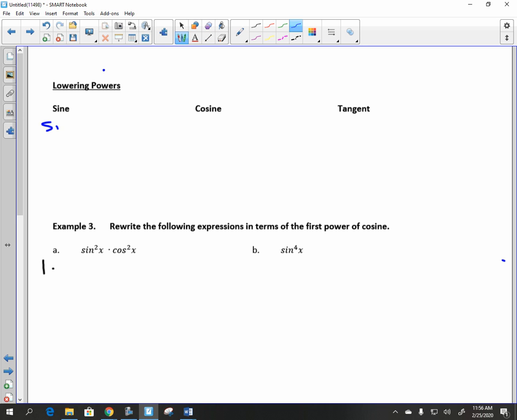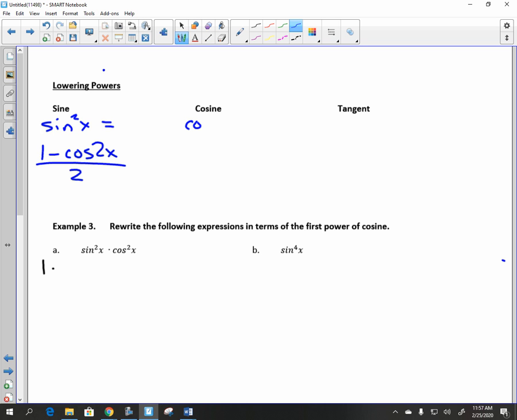Lowering powers formula. Sine squared of x is equal to the following: 1 minus cosine of 2x all over 2. And I can prove this formula for you. You stop by my room afterwards. It takes about a minute and a half. It's very easy. Sine squared becomes, instead of a squared, we just have first degree, don't we? So see how it lowered the power? It lowered the degree. And then we have cosine that popped up.